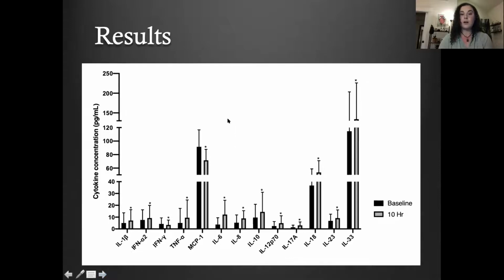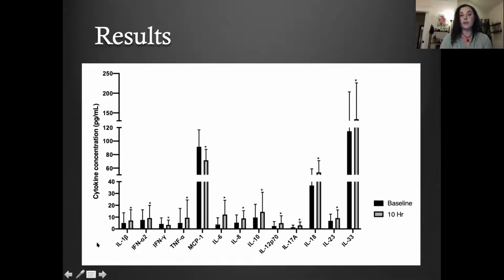Jumping into our inflammatory data, this is showing the main effect of hypoxia with all of the 13 cytokines that we looked at. And as you can see, all 13 significantly changed. MCP1 right here and interferon gamma significantly decreased, and all other proteins significantly increased.